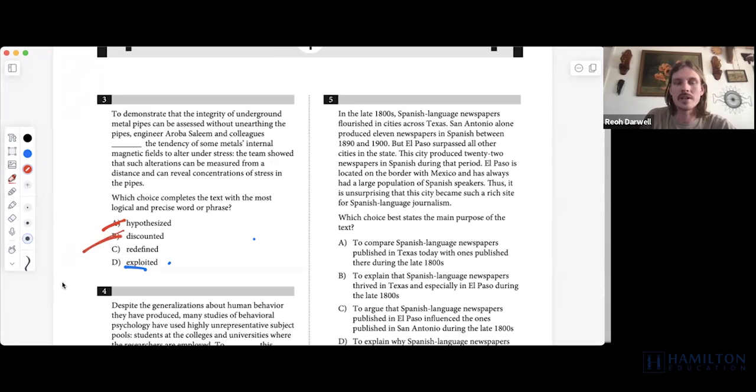Discounted is an opposite distractor, right? That would be to say that they don't believe that this tendency is valuable, or they believe that this tendency may not relate to this situation. That doesn't make any sense there. And then finally, redefined would mean they were changing the meaning of this tendency, perhaps, which isn't in here at all. So exploited is used in a way that is a little different from our typical connotation of it, and hypothesize doesn't work because though this is science, it isn't something that still needs to be proven.